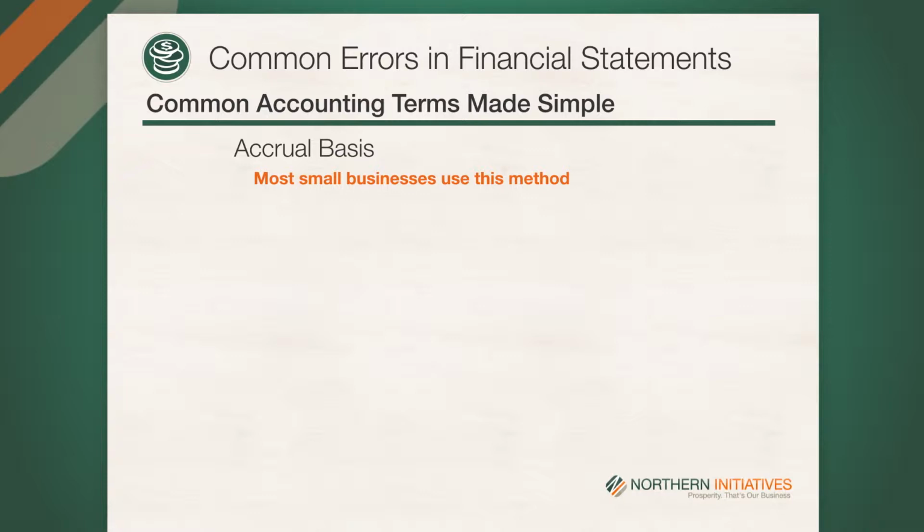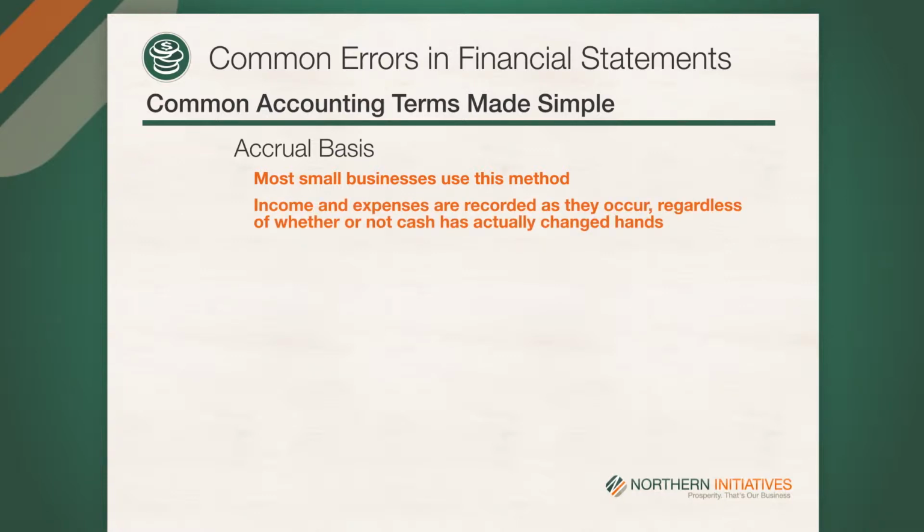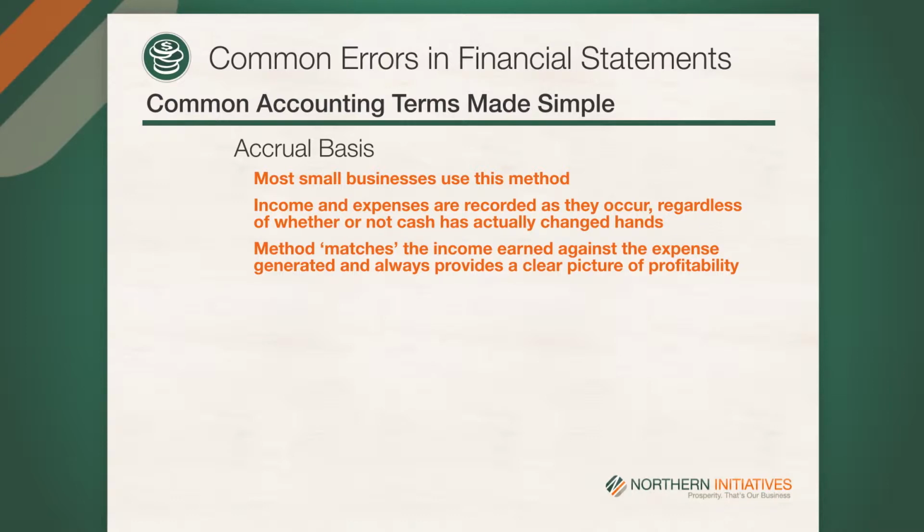Accrual basis. Now, most small businesses use the accrual-based accounting method. It records income and expenses as they occur, regardless of whether or not cash has actually changed hands. This method matches the income earned against the expense generated, whether or not cash has been received or paid out, and always provides a clear picture of profitability. However, it does not provide an accurate picture of the timing of cash inflows and outflows. A cash flow projection is a helpful tool to predict future cash balances.